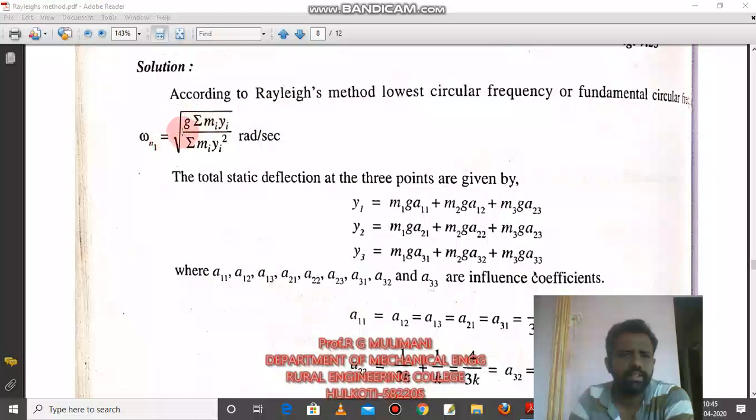Square root of g into, for a 3 degree of freedom system, m1 y1 plus m2 y2 plus m3 y3, divided by the sum of the masses times the squared deflections. What is y1? It is m1 g a11 and so on, where m1 is mass 1 and a11 is the influence coefficient. Similarly, you put all these values and find y1, similarly y2, y3, and substitute all these values in this equation. You will get the natural frequency of the system.